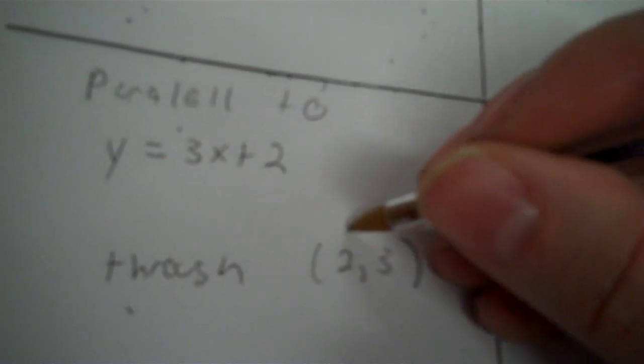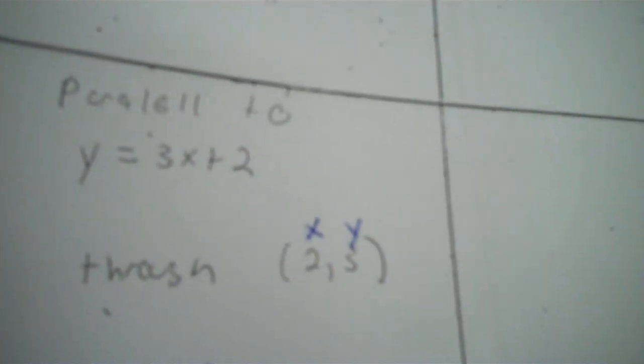I need to write an equation in slope-intercept form that is parallel to y equals 3x plus 2 through the point (2, 3). So I lay out my equation, y equals blank x plus blank. You have m and b. You have to find the m and find the b. Remember what these mean: m is your slope and b is your y-intercept.